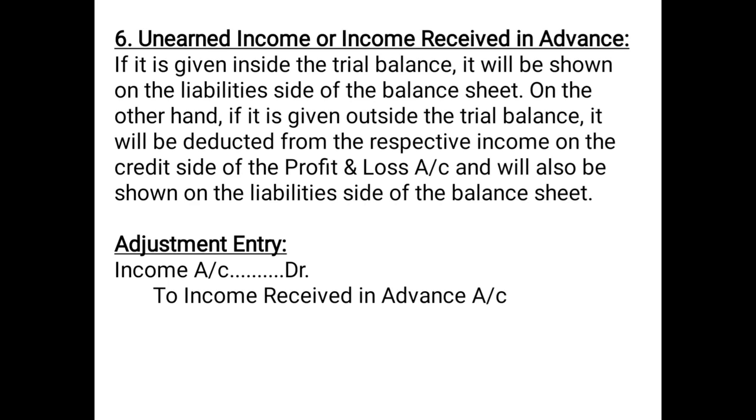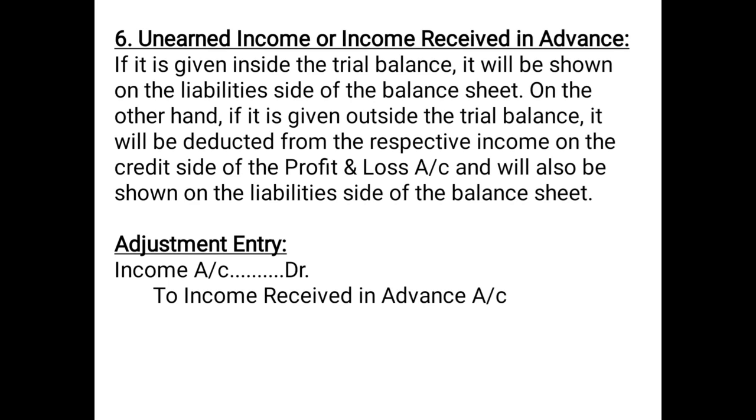As you can read here, if it is given inside the trial balance, it will be shown on the liabilities side of the balance sheet. On the other hand, if it is given outside the trial balance, it will be deducted from the respective income on the credit side of the profit and loss account, and will also be shown on the liabilities side of the balance sheet. What will be the adjustment entry in this case?